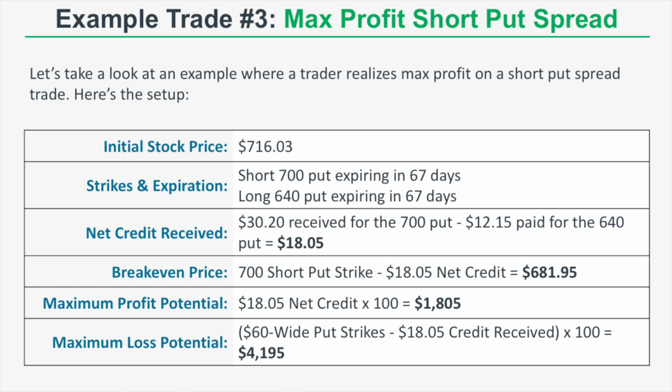Now that brings our net credit to $18.05. Now our break-even price is the 700 short put strike less the 18.05 net credit, which brings our break-even price to $681.95. The maximum profit we can make on this trade is the 18.05 net credit times 100, which brings our maximum profit potential to $1,805. Now the put spread in this case is $60 wide, which means our maximum loss potential is $60 minus 18.05 times 100, which is $4,195. So we can make around $1,800 and we can lose around $4,200.